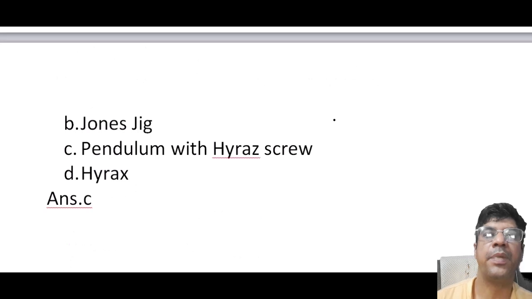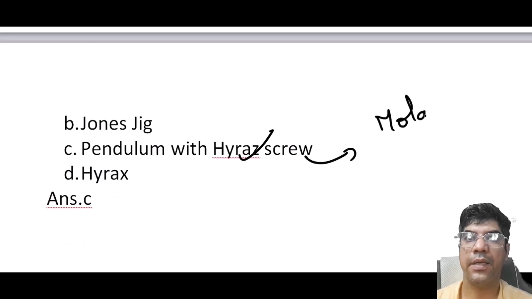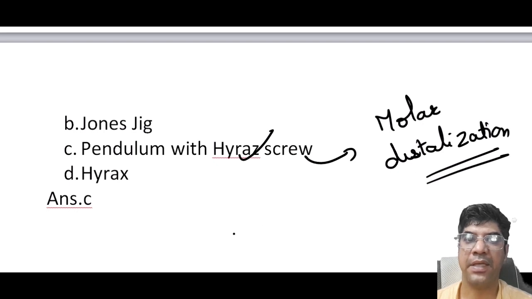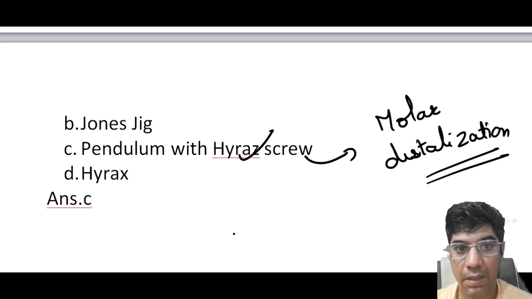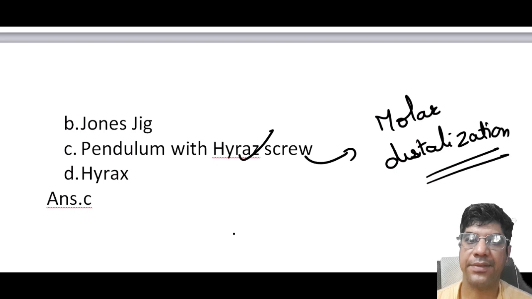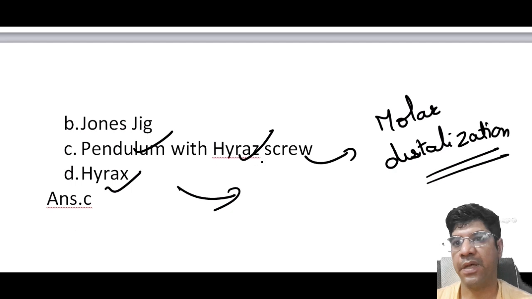The answer is pendulum with a Hyrax screw. We know the pendulum appliance is typically used for molar distalization rather than maxillary expansion, as it consists of a distalizing spring that is attached to the maxillary molar. The other options, quad helix, Jones-Hicks and Hyrax, are all examples of maxillary expansion devices that are used in orthodontics to achieve transverse expansion of the upper jaw.